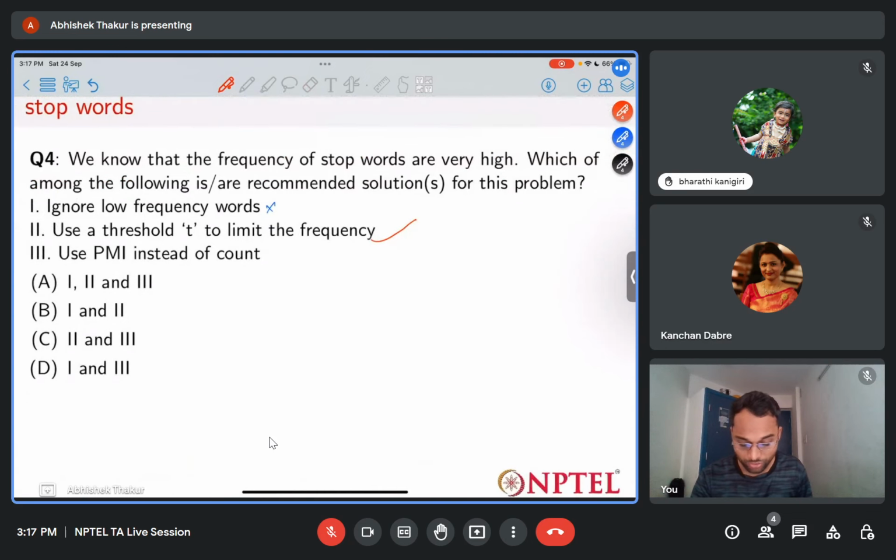Option C, use PMI instead of count. Yes, this is also a correct option. So the correct answer is option C, that is 2 and 3. The second and third statements are correct. So this question is clear. Now we will move on to the next.